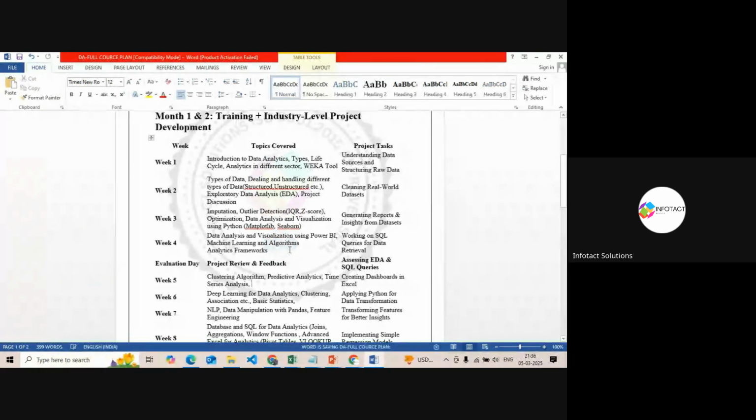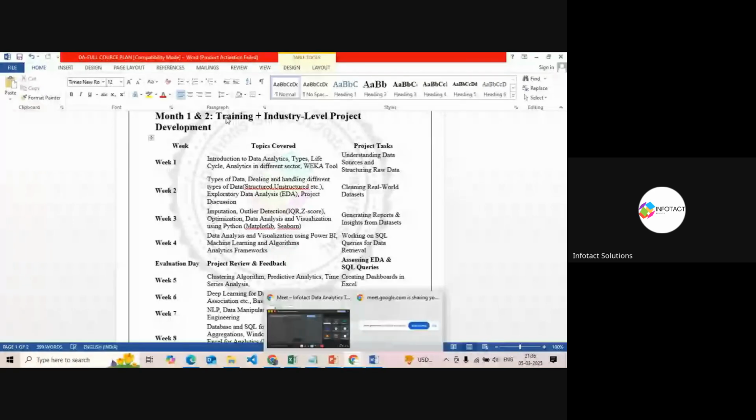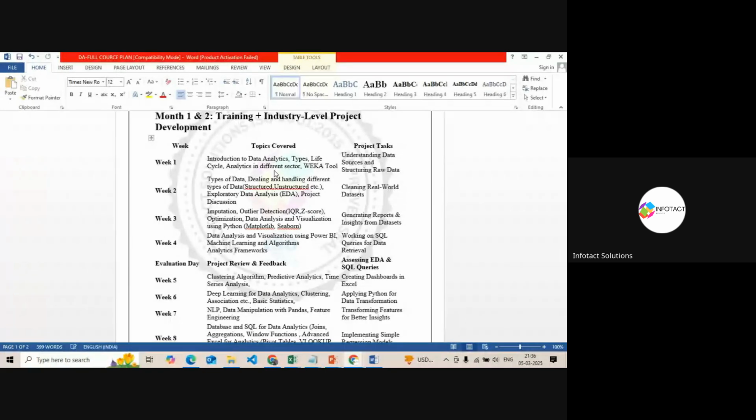So having said that, we have discussed up to the life cycle, then analytics in different sectors, and the Weka tool is to be discussed in the next class. Right, everyone?